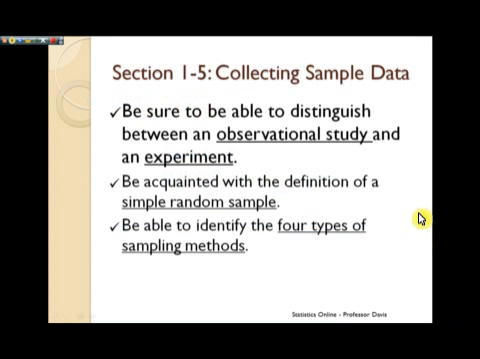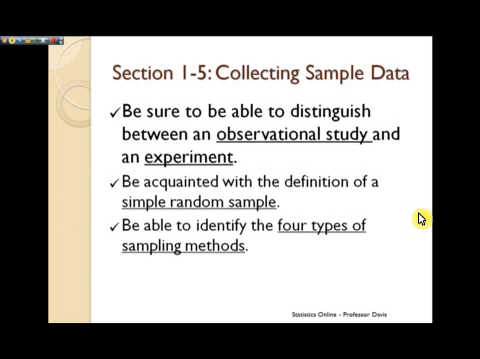In section 1.5, this is a non-computational section, just like the other sections in chapter 1 were. A couple of things we want to take a look at there: first, be able to distinguish between an observational study and an experiment. And you'll find some exercises at the end of this section that'll help you with that.